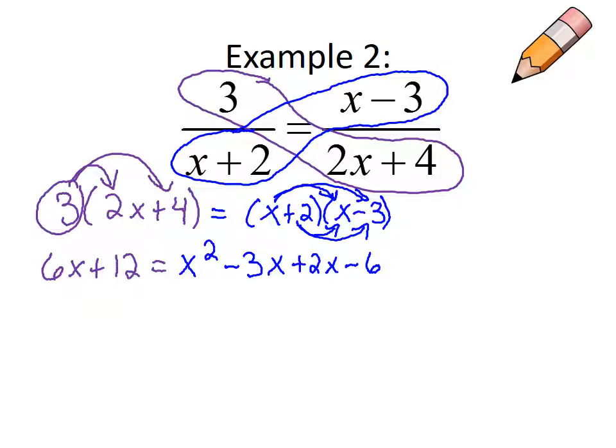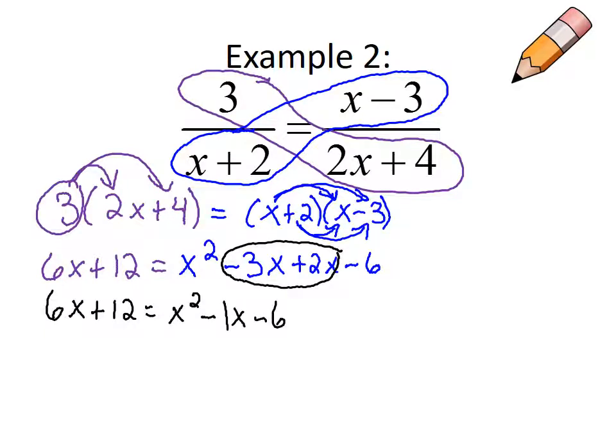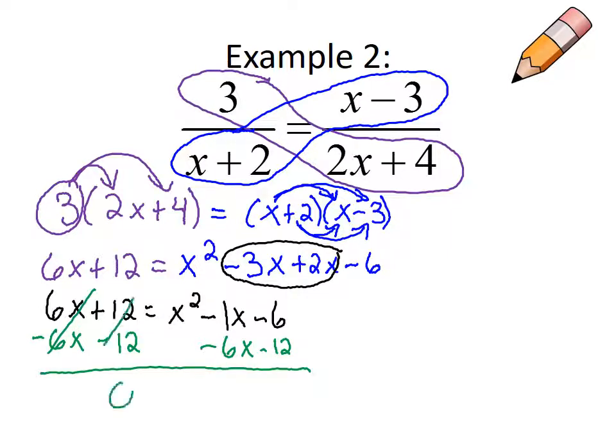I'm going to go ahead and simplify both sides. So I get 6x plus 12 equals x squared. These can be combined. So minus 1x minus 6. Now I need to get everything to one side so I can solve. So to do that, I'm going to subtract 6x and I'm going to subtract 12. So on this side, I'm going to get 0 equals x squared minus 7x minus 18.